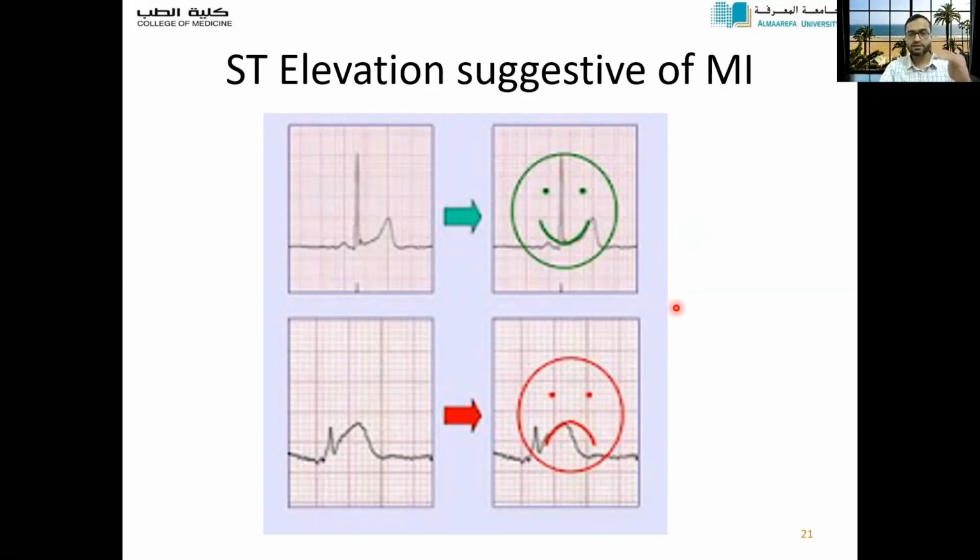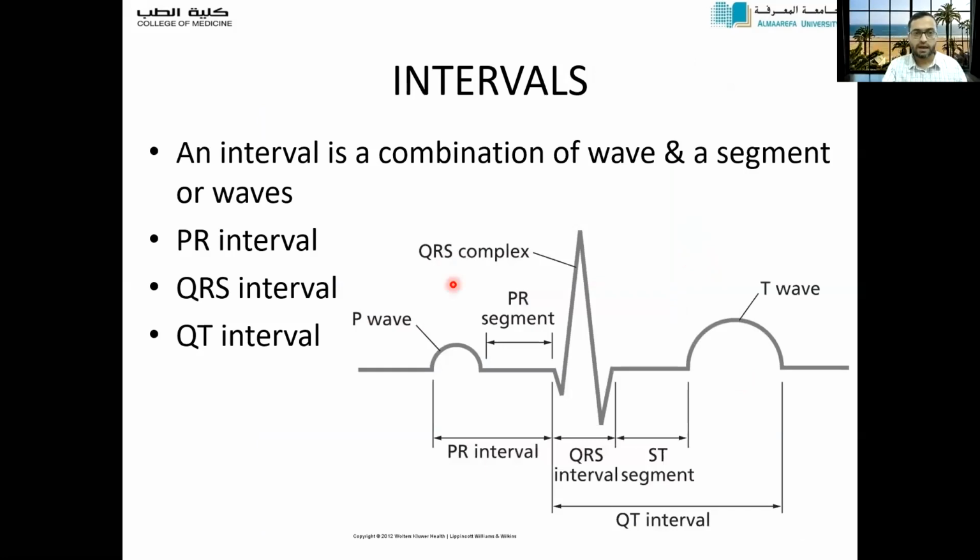So these 3 criteria: how much it is elevated, how it is elevated, where is the convexity, and in how many leads. This is important for diagnosing myocardial infarction. Coming to intervals, we have the PR interval, that is from the beginning of the P wave to the beginning of the QRS complex, and it contains the P wave plus the PR segment. It means that the PR interval shows you the time for depolarization of the atria, as well as the delay that is taking place at the AV junction.